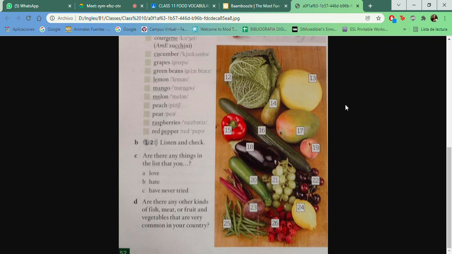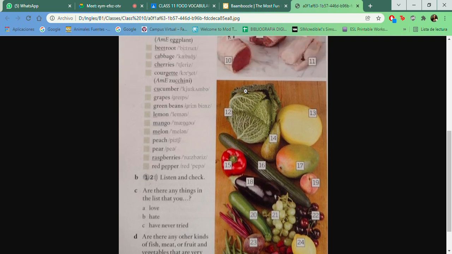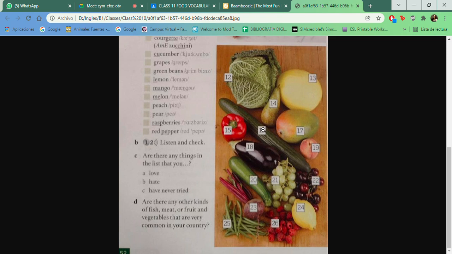Cherry, yes. Here we have courgette, which will be British, and zucchini is the American. Is that 16? No, that is 20. Yes, 20 is the zucchini. Very good. The next one, cucumber, is 16.